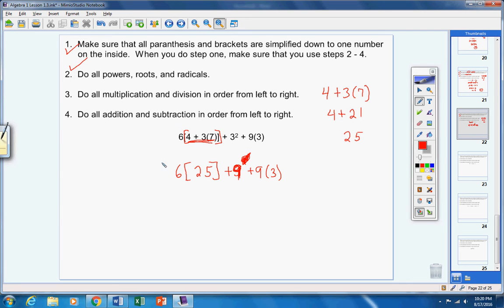Now step 3, I'm looking for multiplication and division. Well, the 6 and the 25 are side by side, so they're multiplying. The 9 and the 3 are side by side, they're multiplying. So 6 times 25 would be 150. Then bring down your positive 9, and then 9 times 3 would be 27. And there we go. Next do all your addition and subtraction, so 150 plus 9 is 159. Plus 27, which would be 186. Alright, 186. So there we go, guys. Not too difficult.